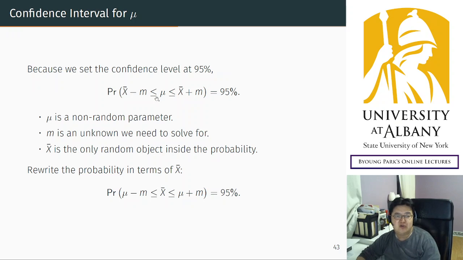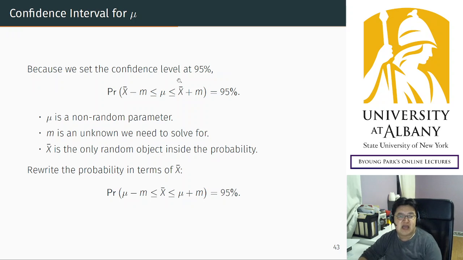So that means the only random guy is x bar. So this probability is applied to x bar. mu and m are not random. So this probability distribution is based on the sampling distribution of x bar. And now you have to think about the sampling distribution theory. We recall the results we learned. So x bar is approximately normal with some parameters.